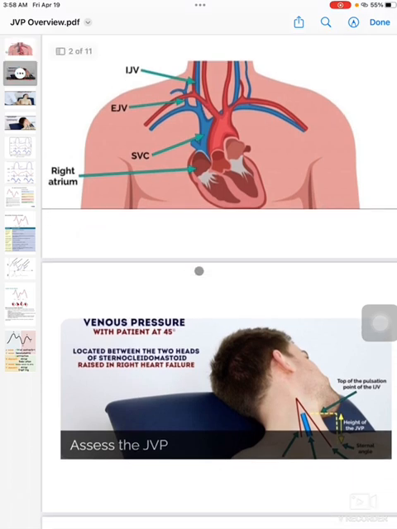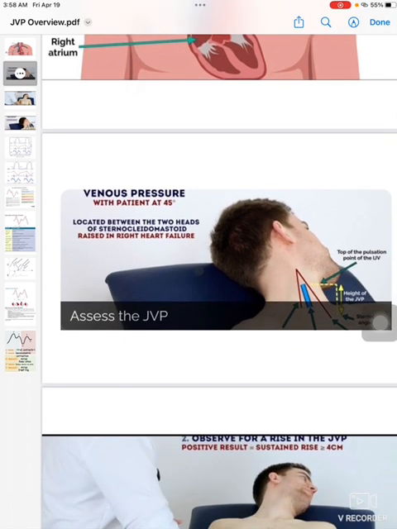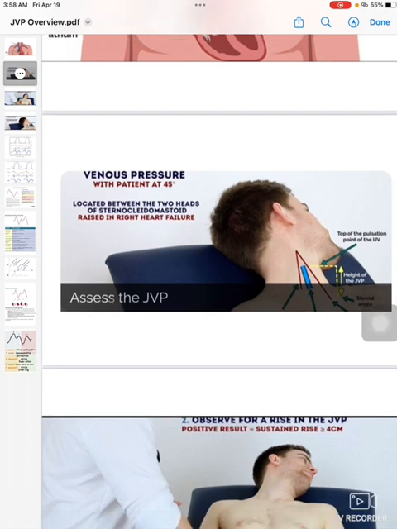Now we'll discuss how we assess the jugular venous pressure. Here are some steps to follow. Number one, position the patient in a semi-recumbent position at a 45-degree angle. Here you can see the angles. And number two, ask the patient to turn their head slightly to the left. In the diagram, you'll find that the neck is slightly turned to the left.